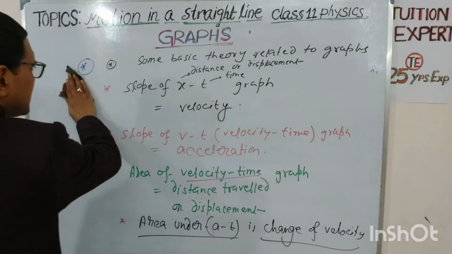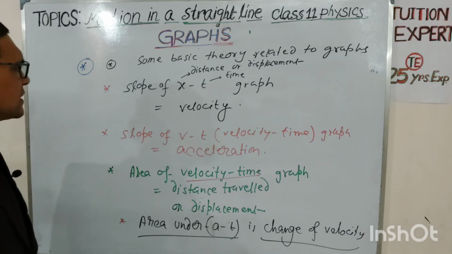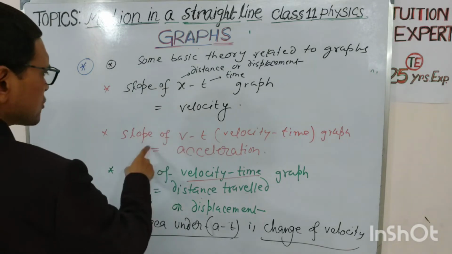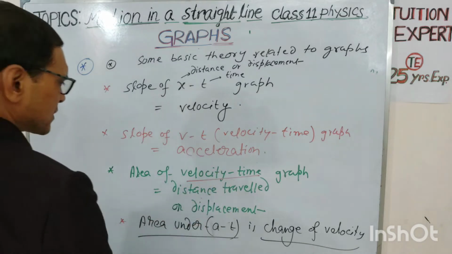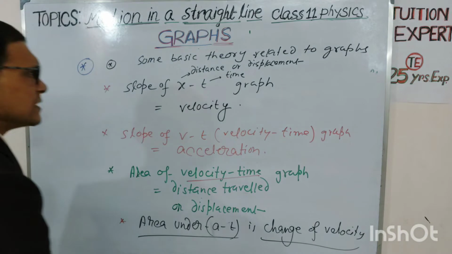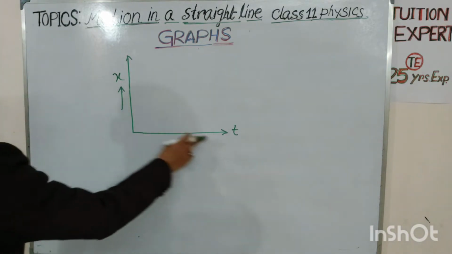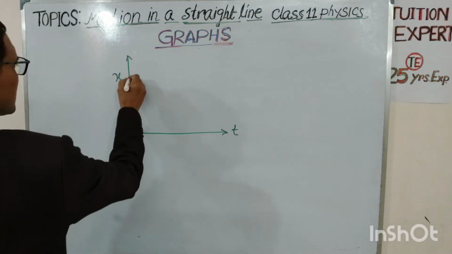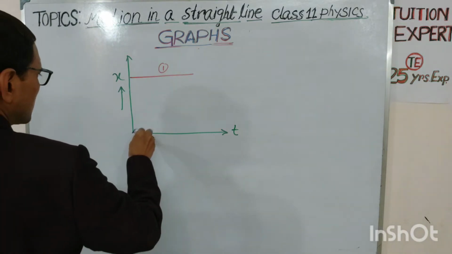Now I have discussed already what is the slope of a line and some basic theory. Slope of the xt graph equals velocity, slope of the vt graph equals acceleration. From the area of the velocity time graph we can measure distance travelled or sometimes displacement. Area under the AT graph is change of velocity. Suppose this is a displacement time graph and three graphs are given. Graph number 1, graph number 2.